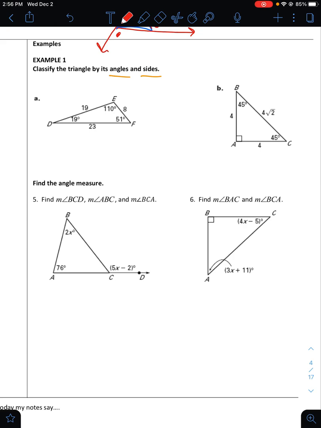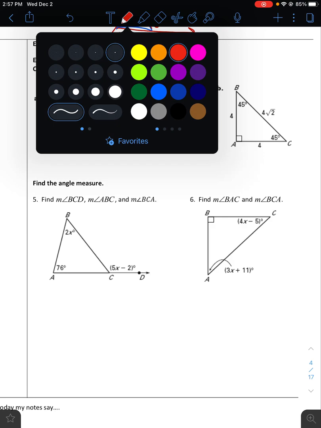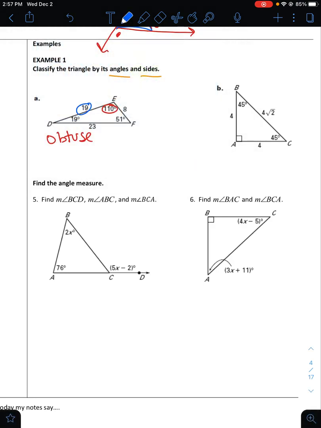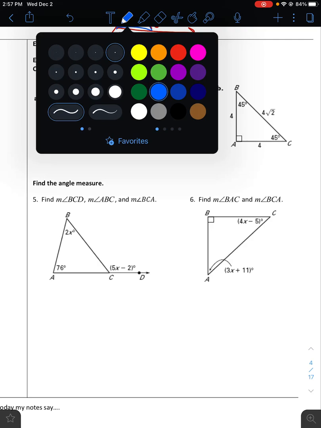Okay, by angles, I see an obtuse angle. So by angles, this is obtuse. And then if I look at side lengths, 19, 23, and 8 are all different. And that is a scalene triangle. So this is an obtuse scalene triangle.